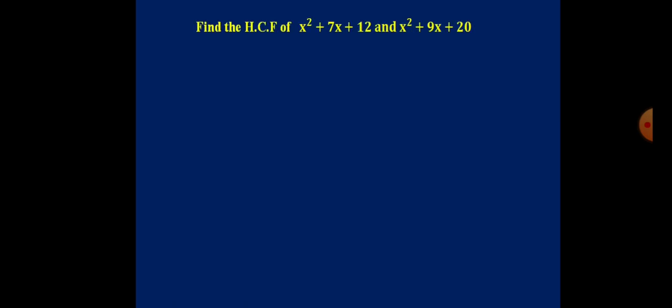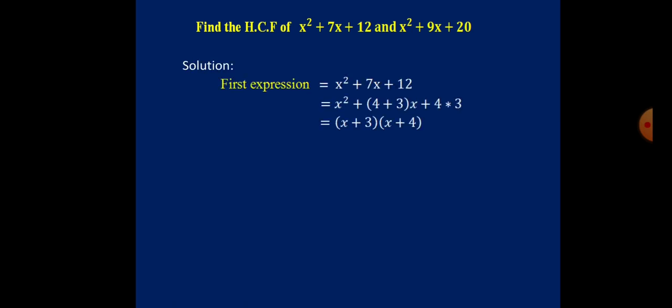Now let us see another example. Find the HCF of x squared plus 7x plus 12 and x squared plus 9x plus 20. Here the first expression is x squared plus 7x plus 12. Now you can see 7 can be expressed as 4 plus 3, and 12 can be expressed as 4 times 3. So you can see that this fits into the identity of x plus a times x plus b. So it can be written as x plus 3 times x plus 4.